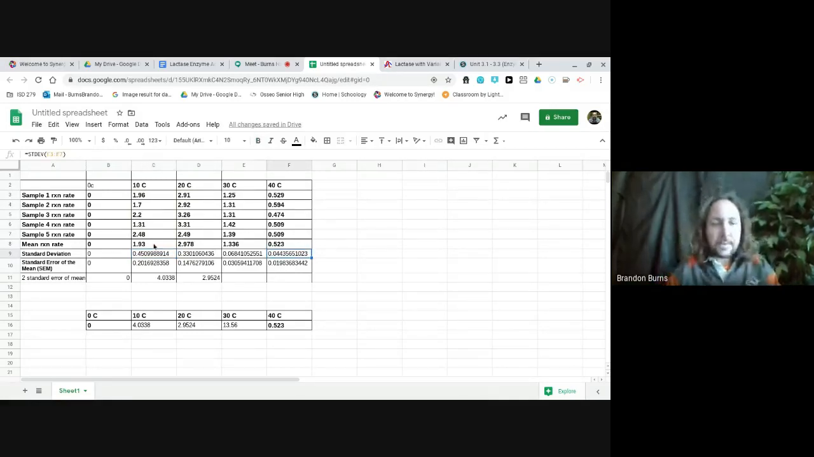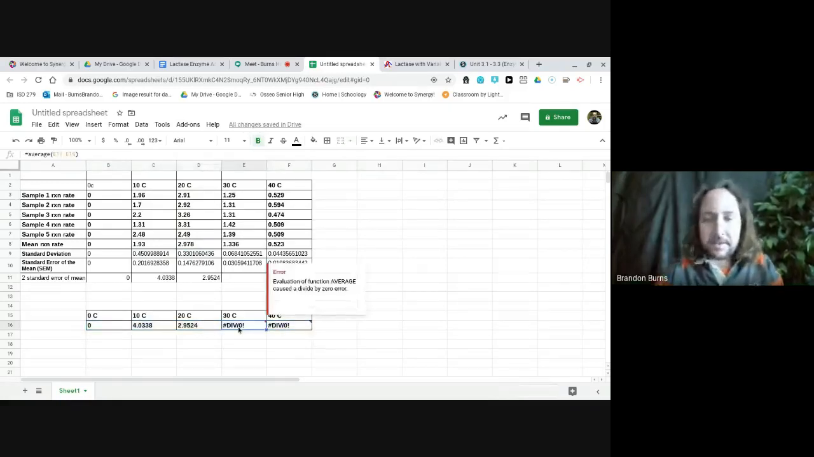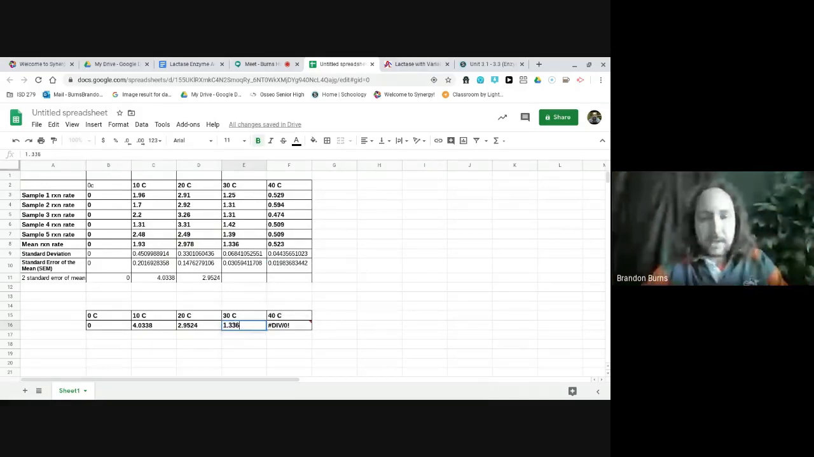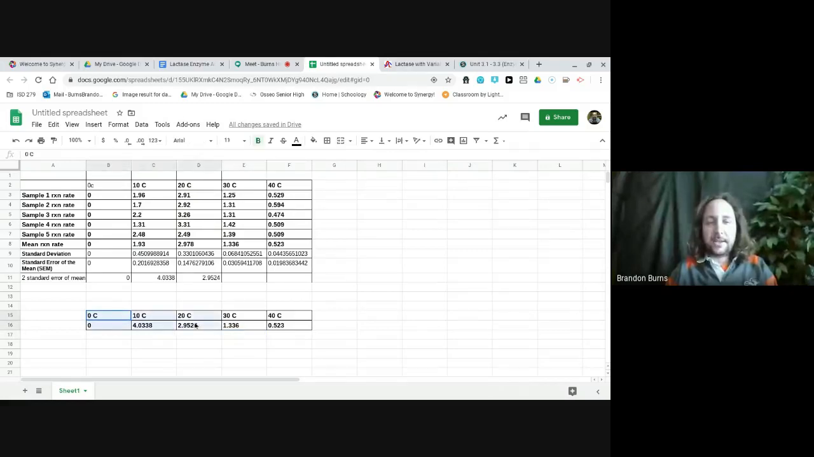Okay. So now I've got my averages, and they make more sense. Oh gosh, why is this not working? Okay. 1.336. 0.523. Okay. All right. Now we got our data. And you'll see these updated as well, the standard deviations and the standard error of the means.